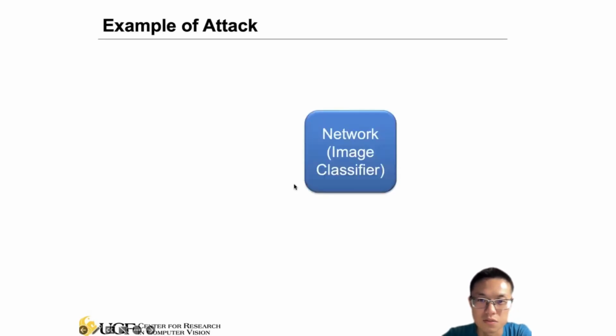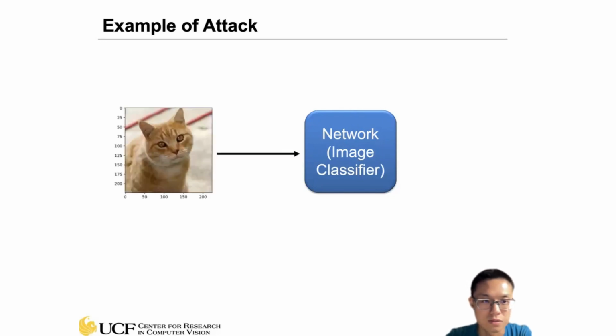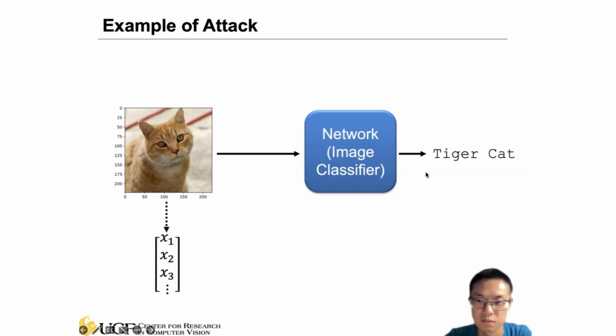So let's consider image classification as the basic example to demonstrate how can we do adversarial attack, to generate those adversarial perturbations to make the image classifier misclassify. Okay, so here is an input image. This is a cat image. And if we put this image into the network, the image classifier, if it's trained properly, it will classify this as a tiger cat.